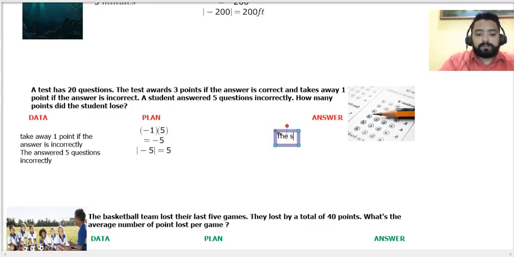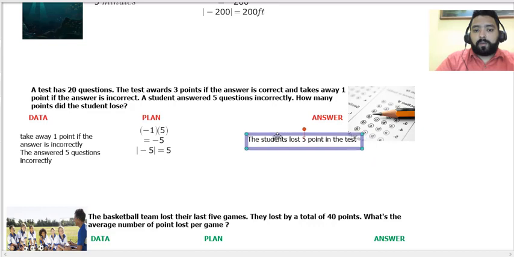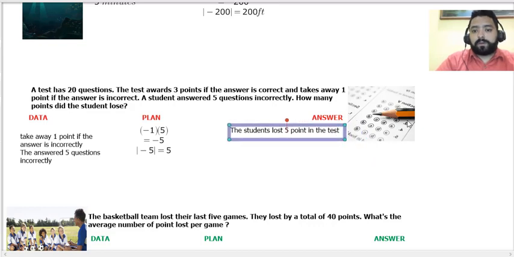The student lost 5 points in the test. Okay, and this is our answer. Remember to identify what is the question in the problem.